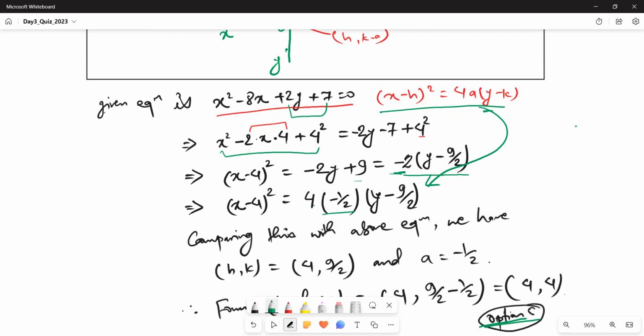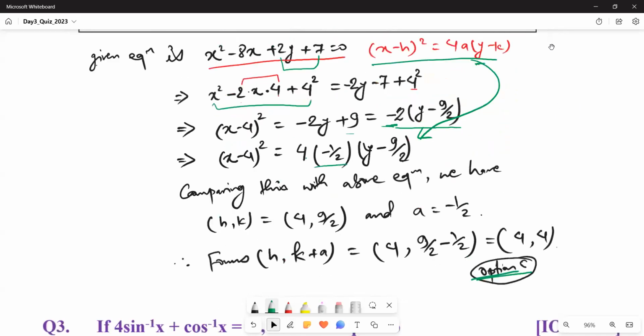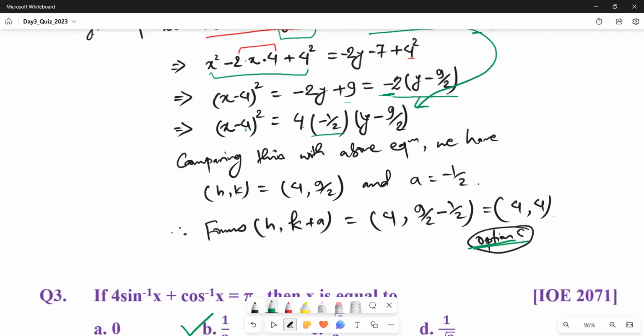So comparing this with the above equation, we'll have the value of h and k as 4 comma, this is the value of h, and this is the value of k, right? And this is the value of what? a. So h comma k equal to 4 comma 9 by 2, and a equal to minus 1 by 2. So we have the formula for focus as h comma k plus a.